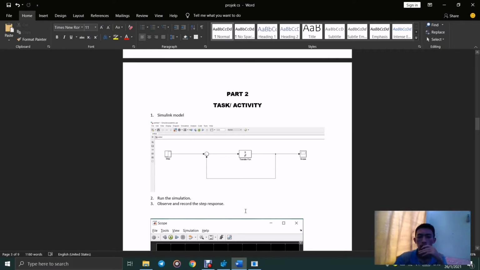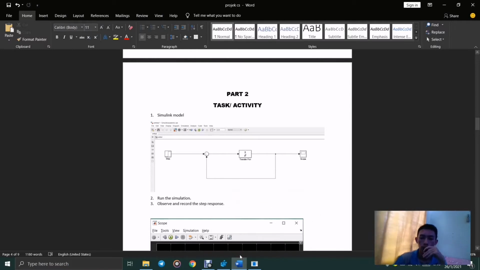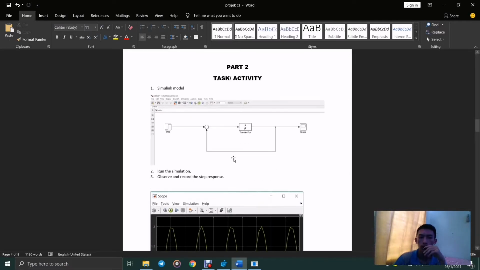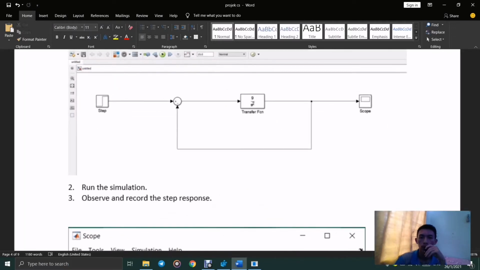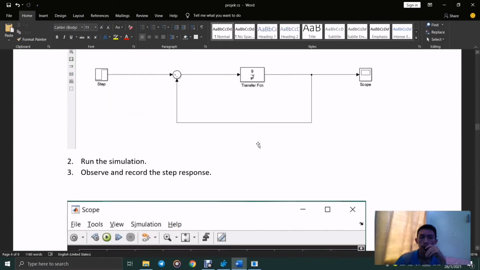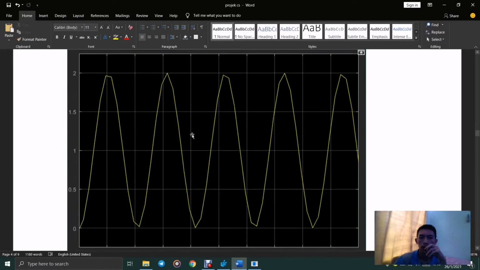Okay, we continue with the part 2 activity. First, Nakib is doing transfer function 1. Here is the first question asked for the Simulink model, and here is the Simulink model that I have made in MATLAB Simulink. Then I ran the simulation. After that, I get this graph.